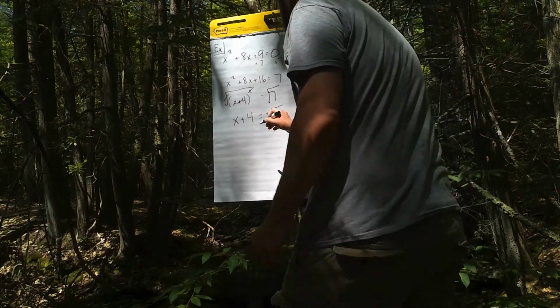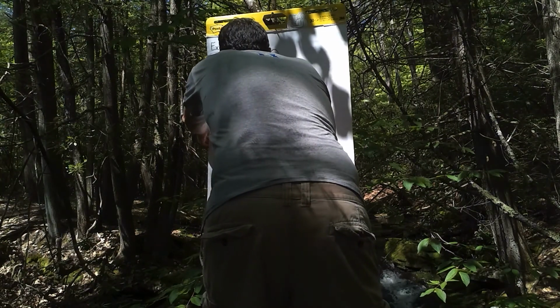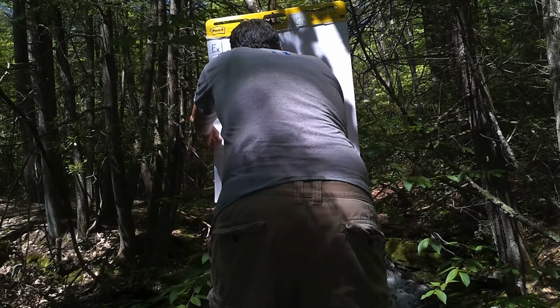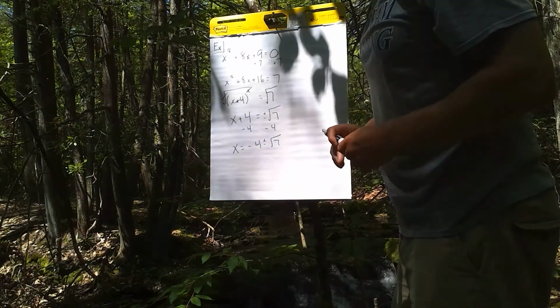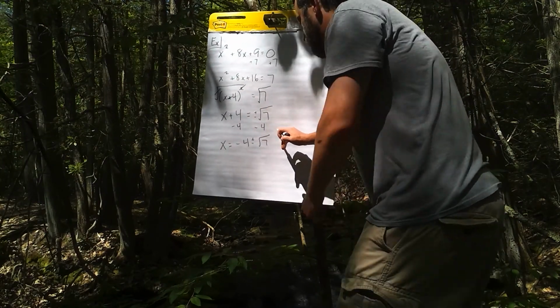And then I just subtract the 4 from both sides to get the x by itself. And I get x equals negative 4 plus or minus the square root of 7. All right, and that's our final answer.